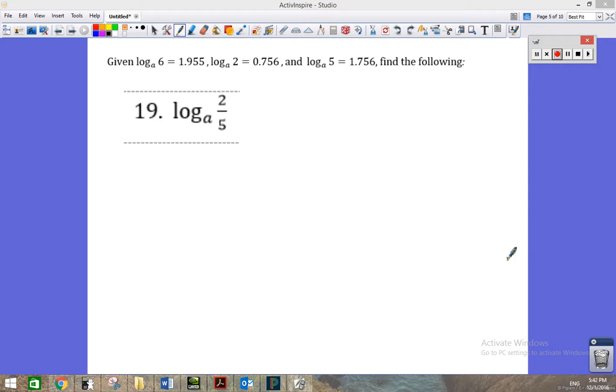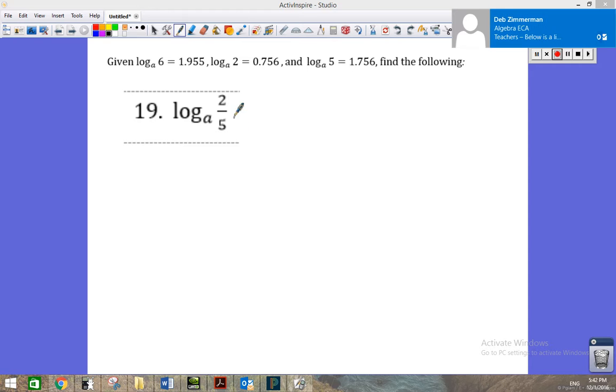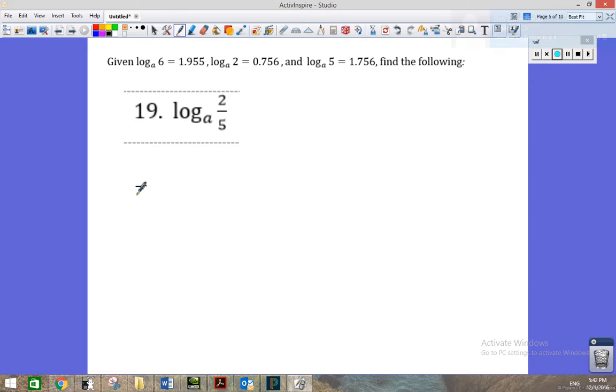Alright, so in this next problem, here it's a little bit more obvious. I know I can get this fraction 2 over 5 by taking 2 divided by 5. I can see that I can write this single logarithm as the log of the numerator minus the log of the denominator. And they've told me that log base a of 2, and I apologize that my a's and my 2's probably look alike to you, but I can read them.